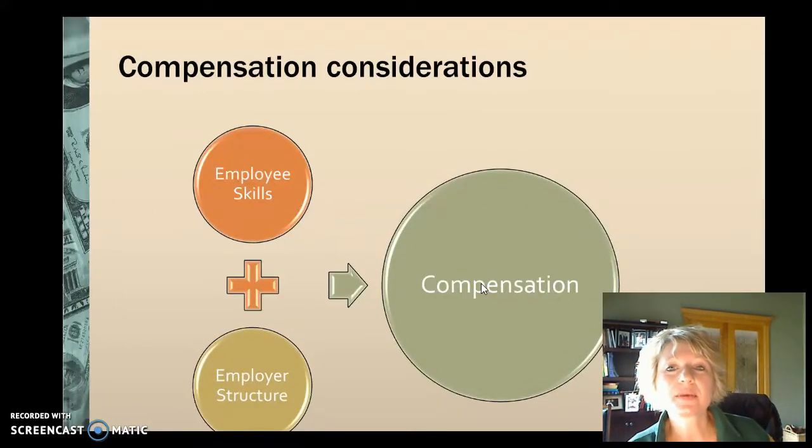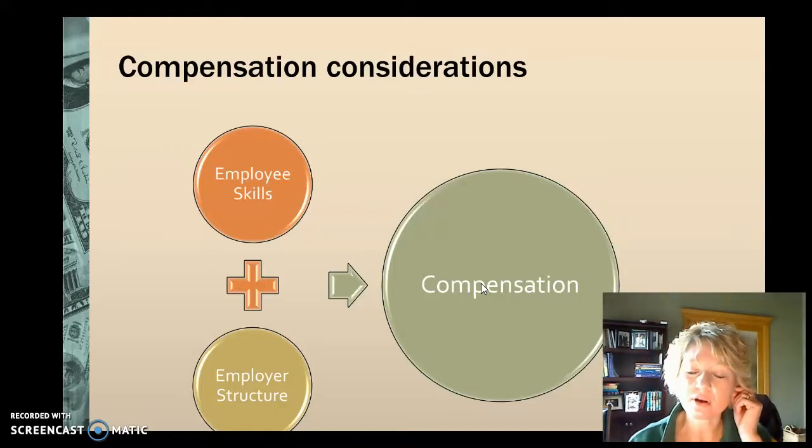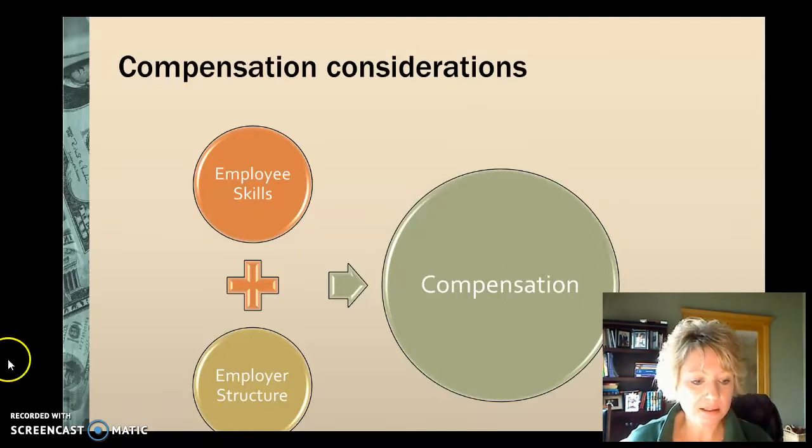Okay, so some of the items the employers take into consideration when they do hire an employee is the employee's skills, plus the employee structure within the organization will equal the compensation. The reason being is that you want to be sure of the amount of money that the employer is paying for those employees.